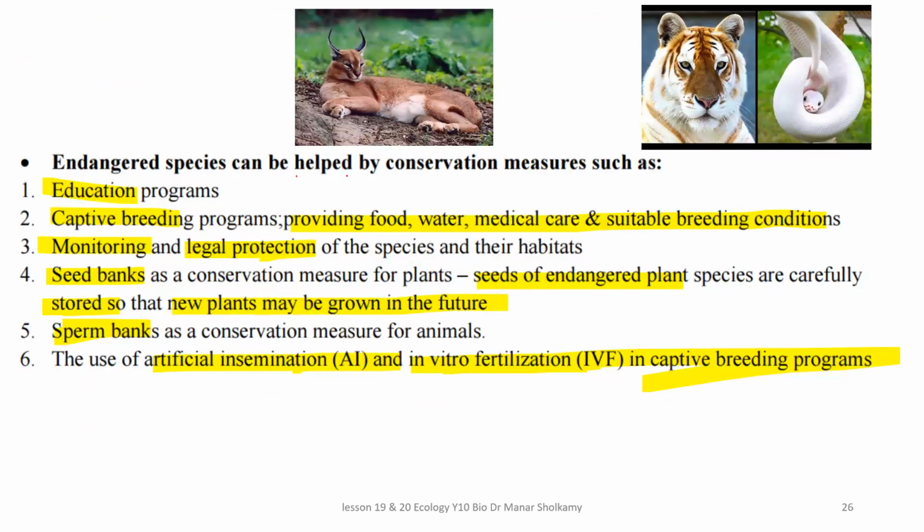Endangered species can be helped by conservation. This is so common. I will educate, I will captivate them, and I will breed them. I'm going to monitor by certain laws or legislation. Seed banks, I'm going to put rare seeds in a bank. Sperm banks, in vitro fertilization, artificial insemination is an answer. I will do this with endangered animals.